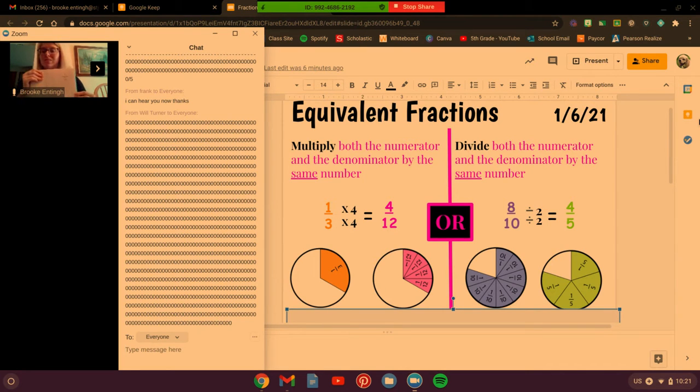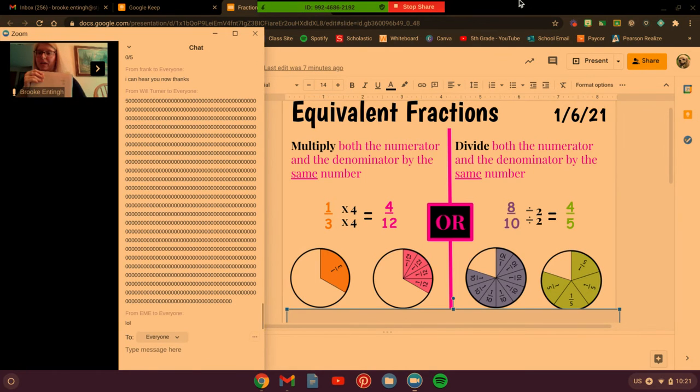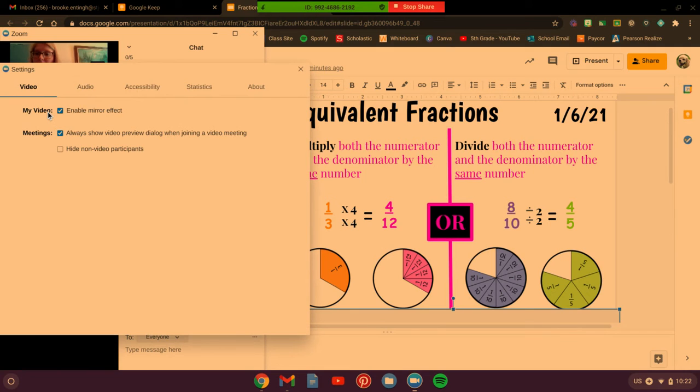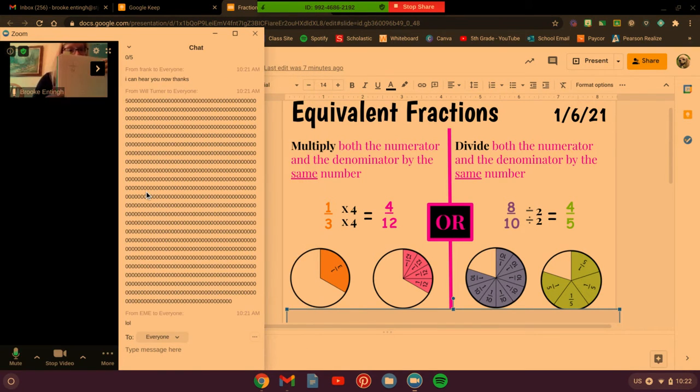And I want you to list as many equivalent fractions for 1/2 as you can. So for example, I wonder if I can flip my screen right now. How's that? Oh, now it works. Okay, so 1/2. So for example, and you can't use this example because I'm giving it to you.